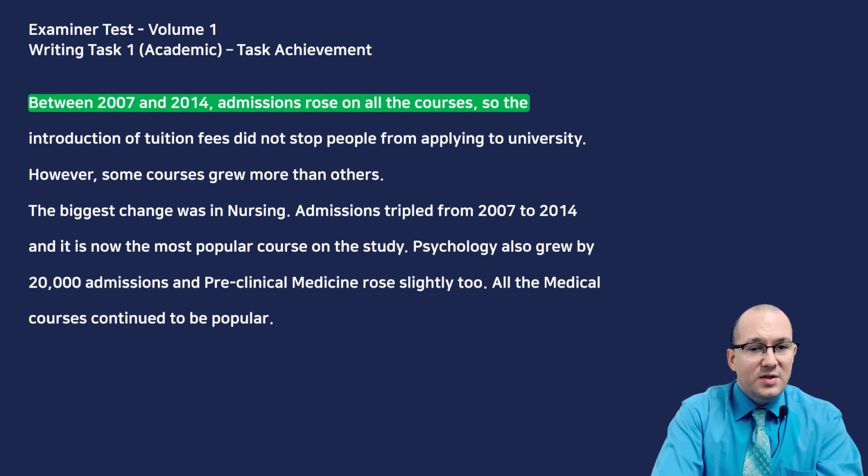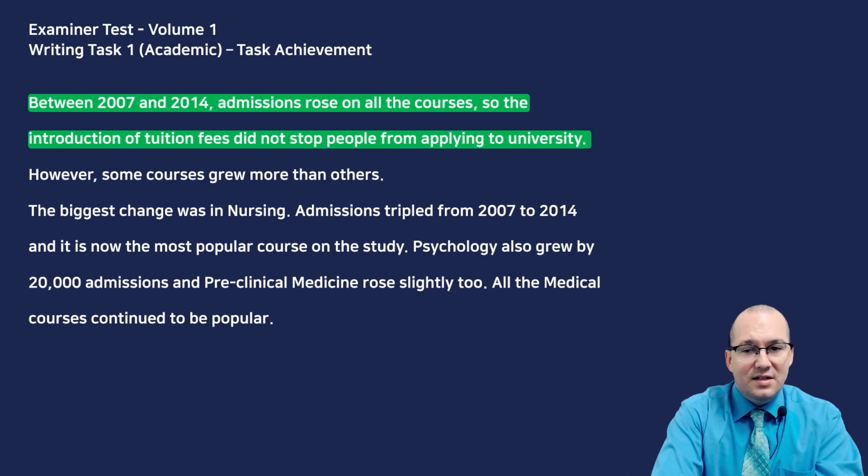The first thing is, between 2007 and 2014, admissions rose on all the courses, so the introduction of tuition fees did not stop people from applying to university. However, some courses grew more than others. This is an absolutely fantastic introduction, okay? It restates what the topic is, and it also gives a great overview. So it's great. There's no numbers here, there's no extra words. This writer just gets right to the point, doesn't waste words.